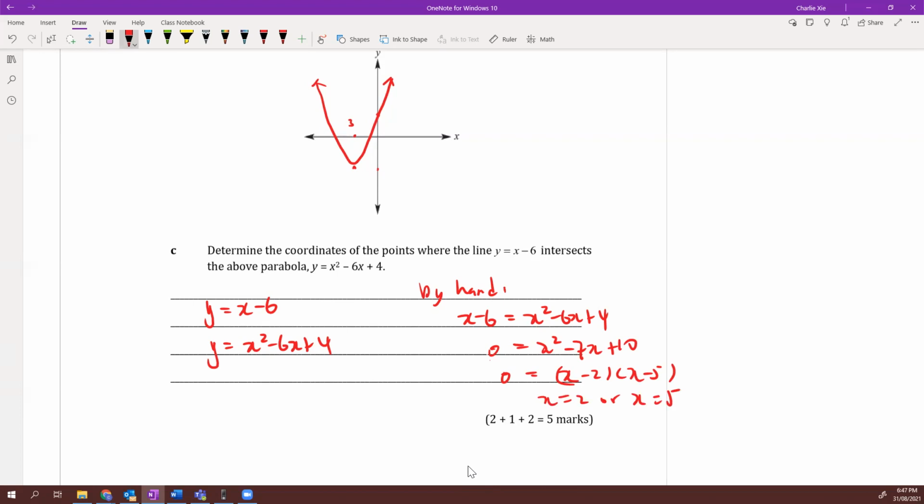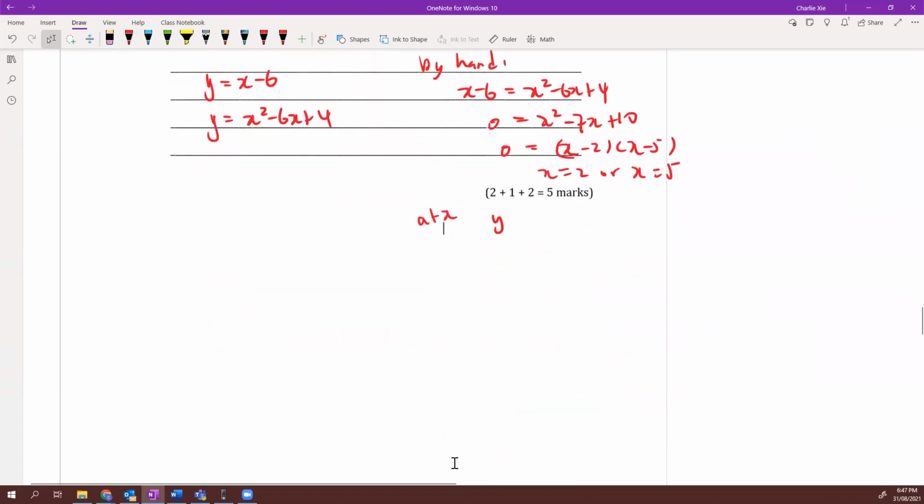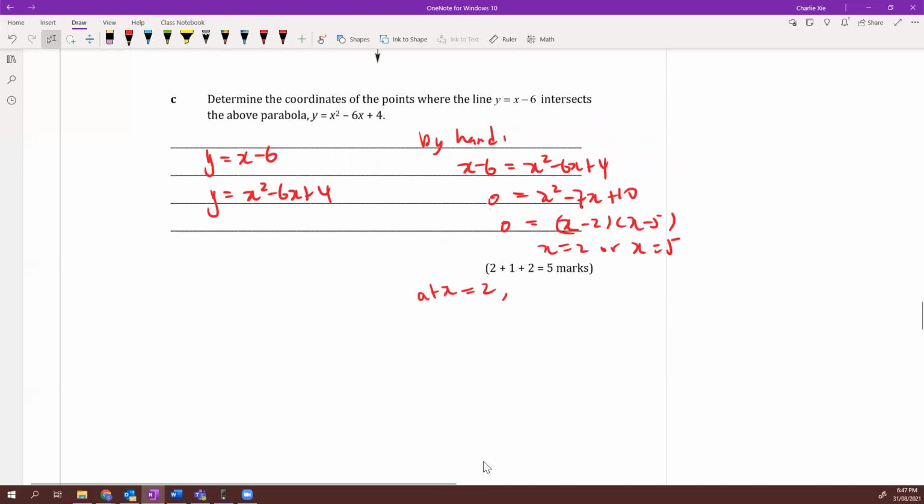Okay. All right. And then find your y. Your y at x equals 2. So we have two scenarios, x equals 2 or x equals 5. At x equals 2, your y equals x minus 6, so 2 minus 6, negative 4. I would absolutely pick the first equation over the second equation, just because the first equation is easier to calculate. At x equals 5, y equals 5 minus 6, negative 1.